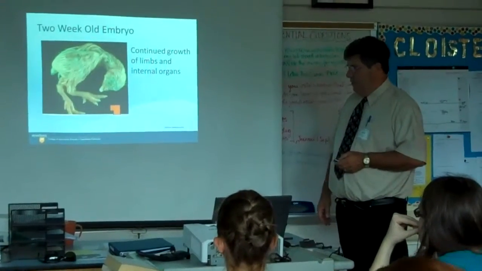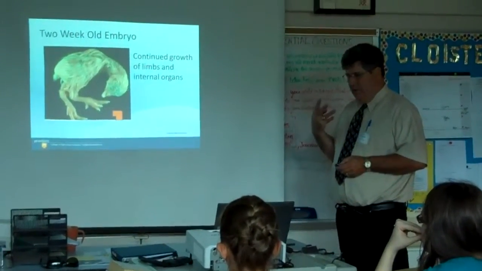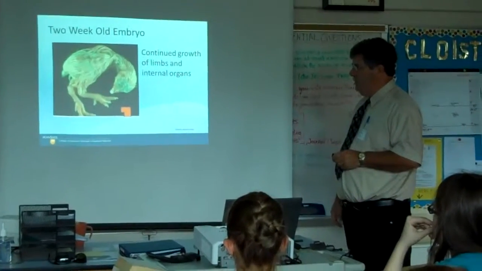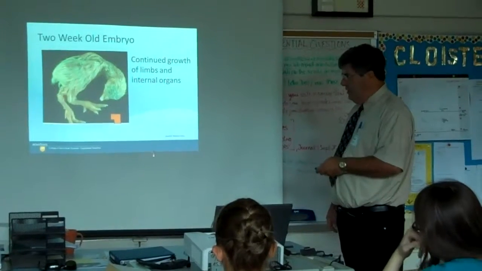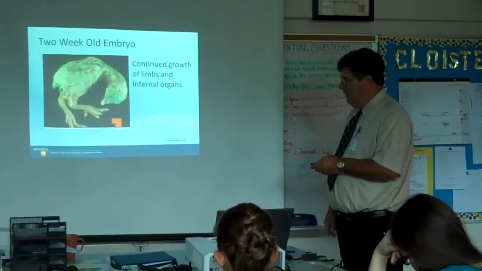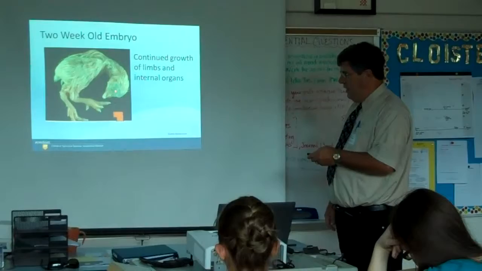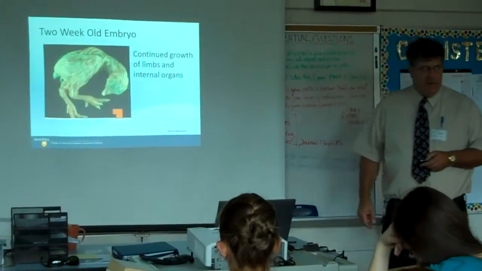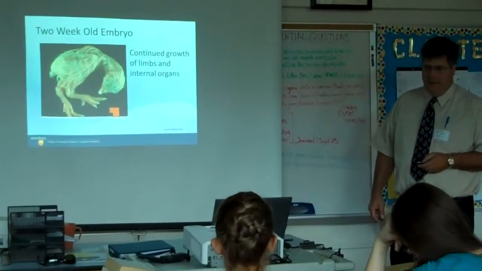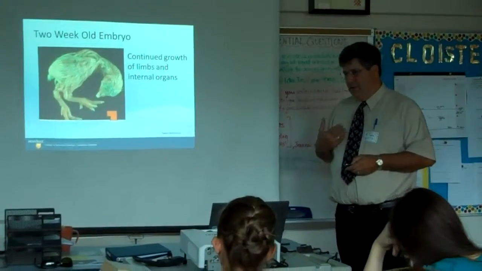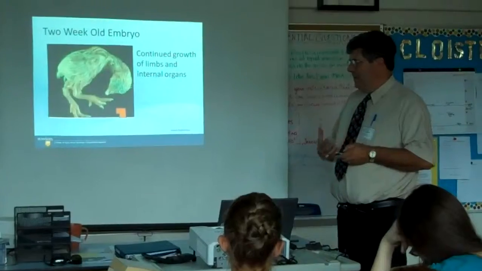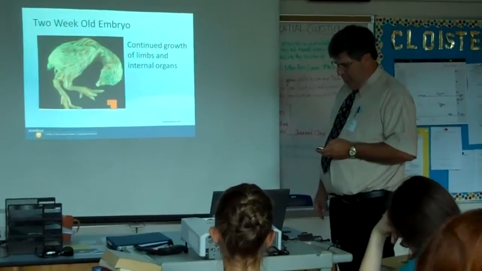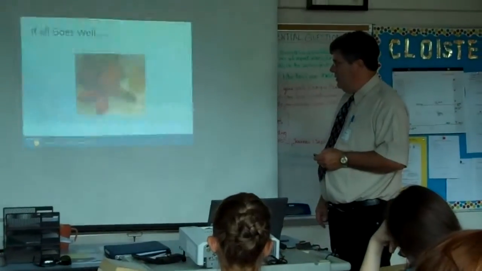So here's 2 weeks old. It takes 3 weeks to incubate a chicken. And so this is what 2 weeks would look like. And you can definitely see the claws here, a formed beak, and eyelids covering the eyes. All of the internal organs are functioning at this point in time. The one thing that's missing is the functioning of the lungs. The lungs are the last to start working, only after the chick hatches.